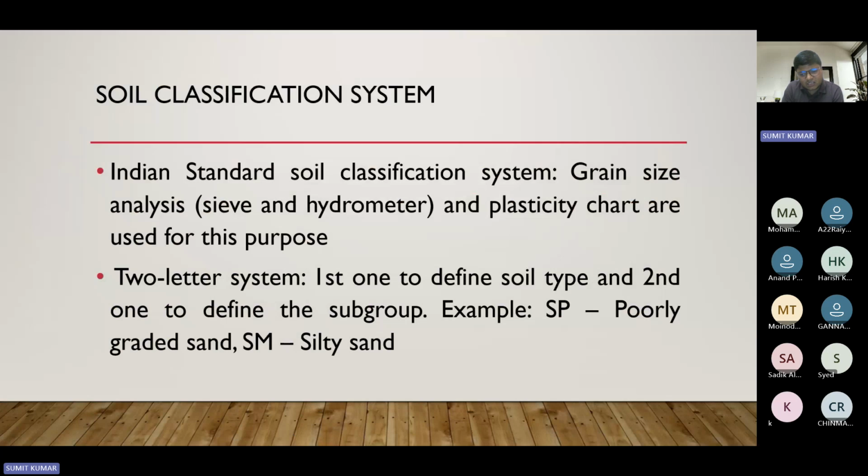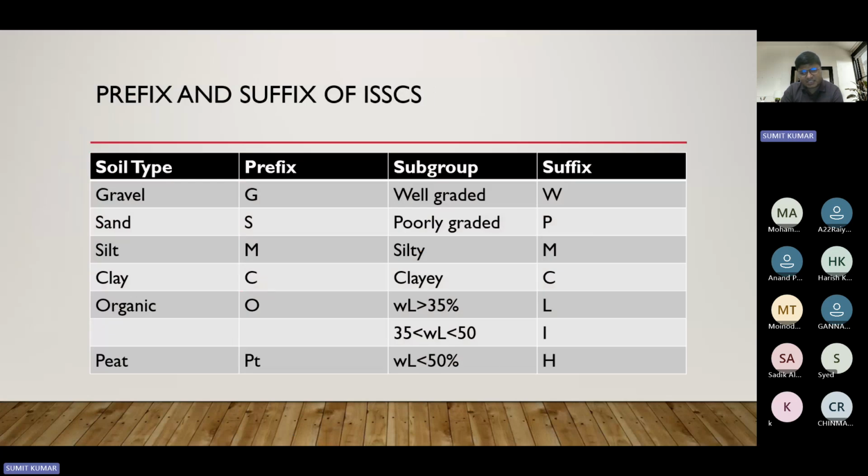So it is a two-letter system, that is whether it is a gravel or a sand, whether it is well graded or poorly graded. Dual nomenclature is given. So the two-letter system, what does it mean? The first one defines the soil type and the second one defines the subgroup. Example, SP states poorly graded sand, while SM states silty sand. Over here you can see precisely what I mean to say.